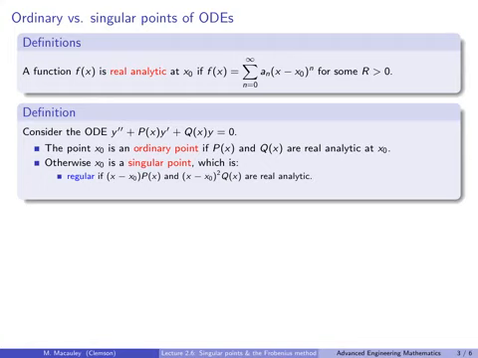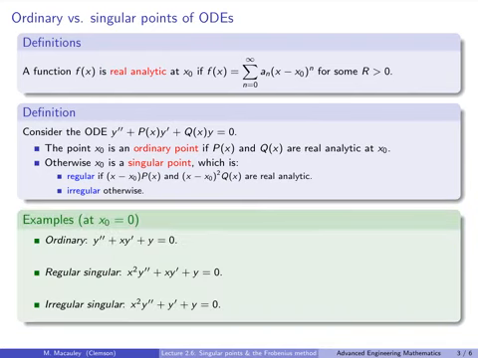And now there's two types of singular points. We say a singular point is regular if these modified functions are real analytic, if x minus x naught times p of x, and x minus x naught squared times q of x are analytic. Otherwise, it's irregular. Let's do 3 quick examples, and I promise this will be a lot clearer at the end of these. So for all of these, I'm going to consider the point x naught to be 0. So we're looking at power series centered at 0.